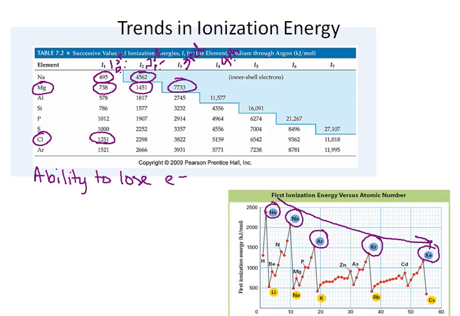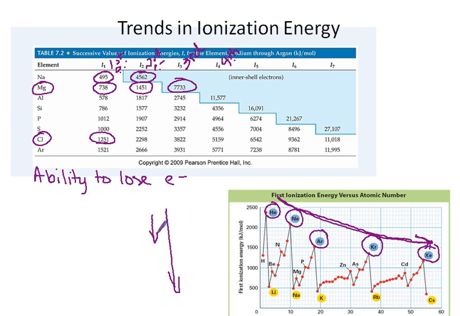Okay, let me restate that. This right here is a family. It's the family all the way over on the right side of the periodic table. It's the noble gases. As we go down that family, what happens to our ionization energy? It goes down, okay? It decreases.